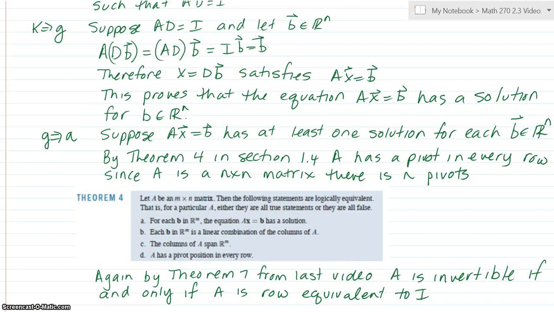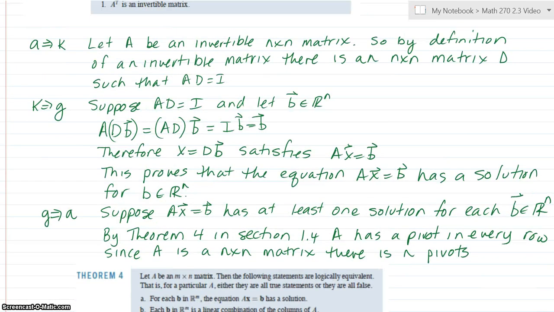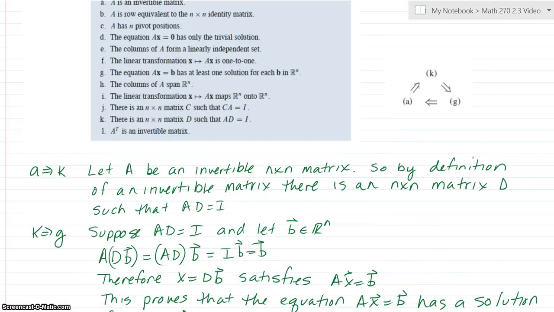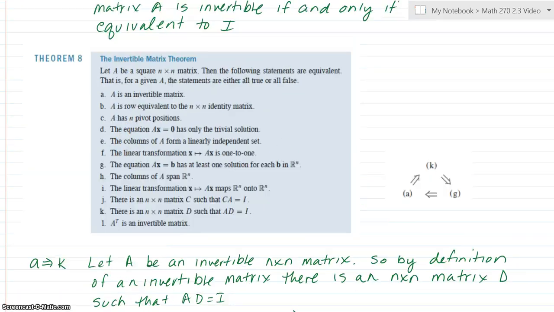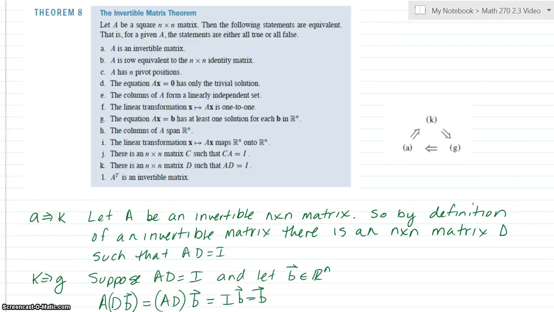So we now have completed our loop. We did A implies K, K implies G, G implies A. And we have proved theorem 8, the invertible matrix theorem. The last part, L, is on its own. And if you look at the last section, like I said earlier in the video, that last one, A is invertible if and only if A transpose is invertible, was proved in the last section. So that is the only separate one.